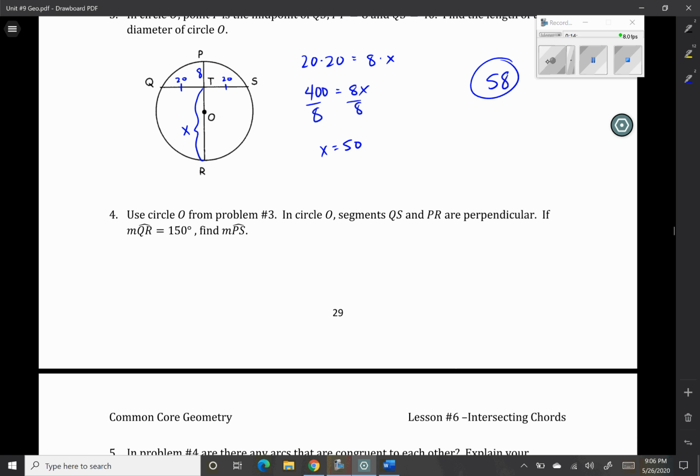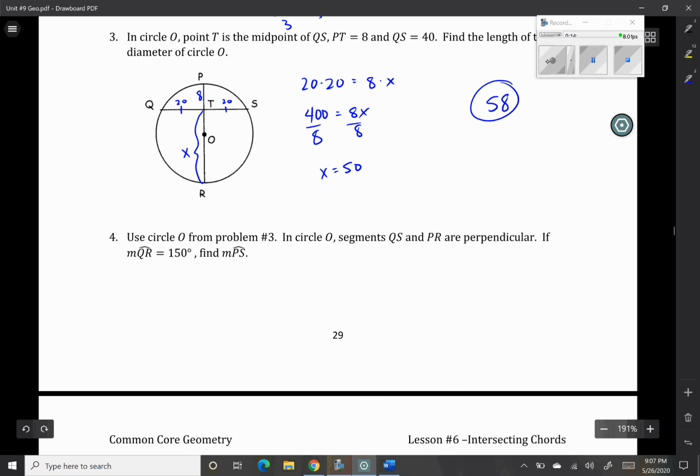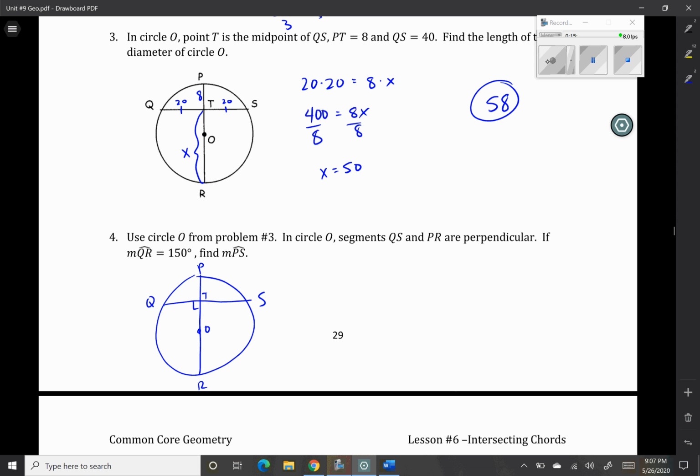Number four says, in circle O from problem 3, so the same exact circle from above, it says QS and PR are perpendicular, and it says if arc QR is 150, what is arc PS? So let's redraw the same picture here. Let's label it up PS, TR, O, and Q. It says this is perpendicular, so that's a 90 degree angle there. And it says QR is 150. Well, since QR is 150, I already know QP is 30. I know that because this is a half of a circle.